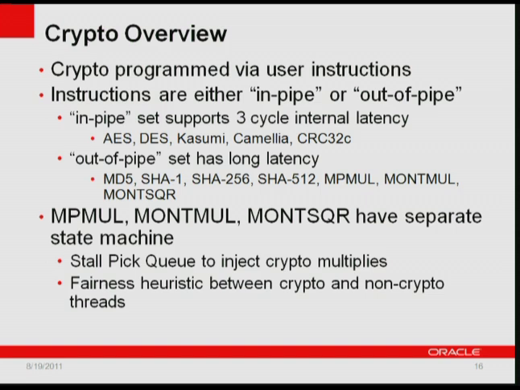Our cryptographic multiplies have a separate state machine that asserts stalls back to the pick queue to create holes to get access to the multiplier inside the floating point and graphics unit. And we have a fairness heuristic to basically ensure fairness between cryptographic multiplies and non-cryptographic multiplies.